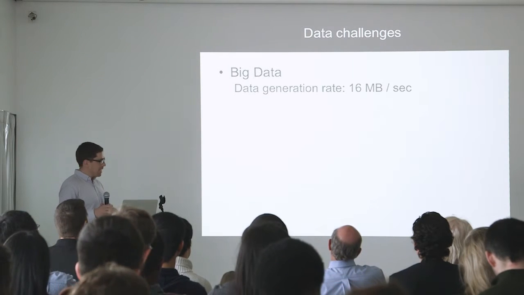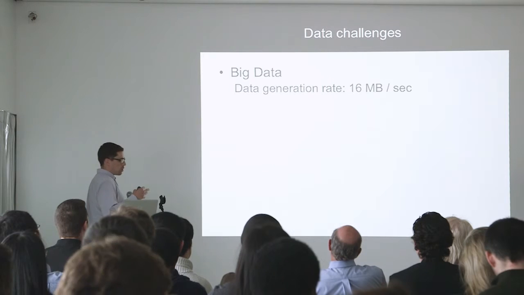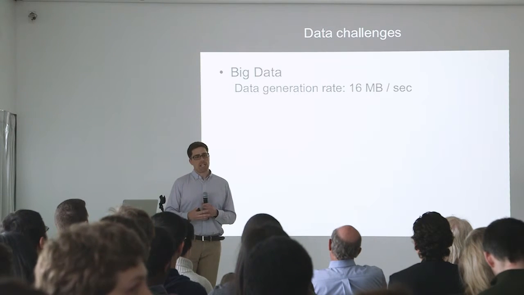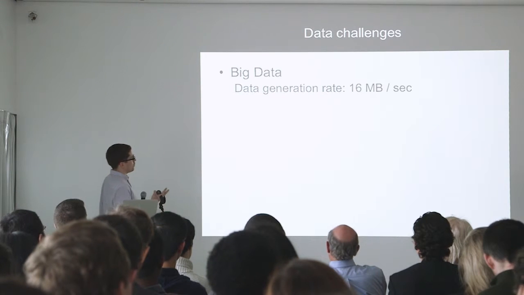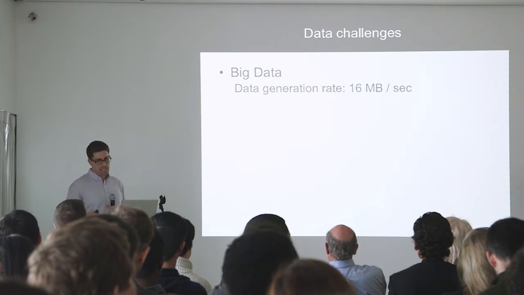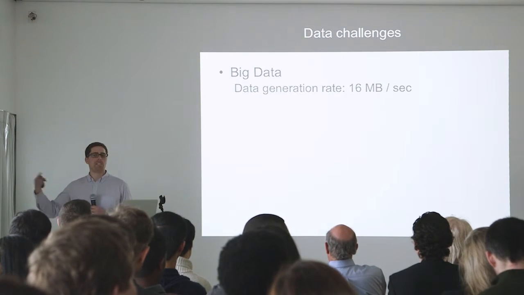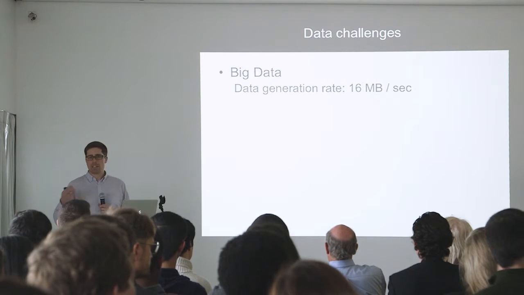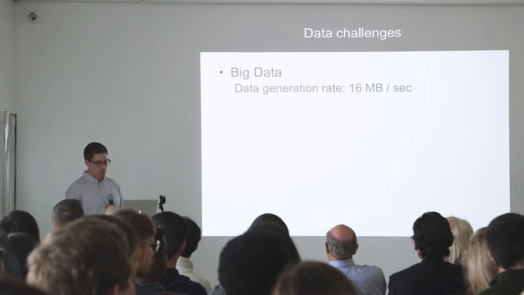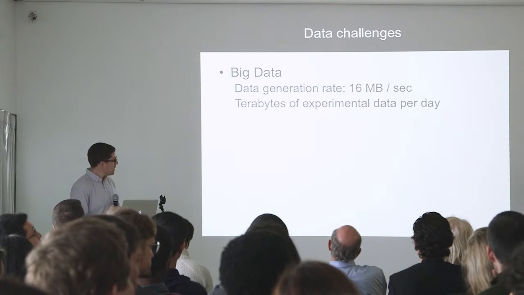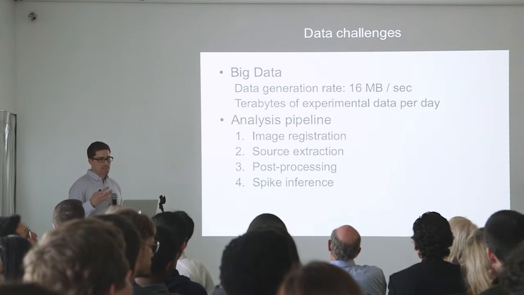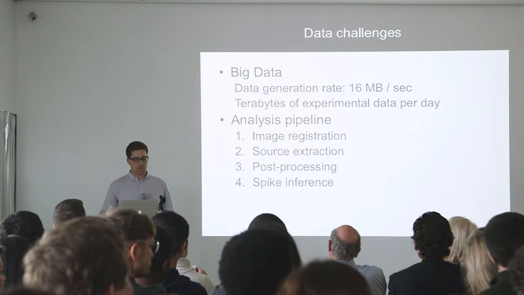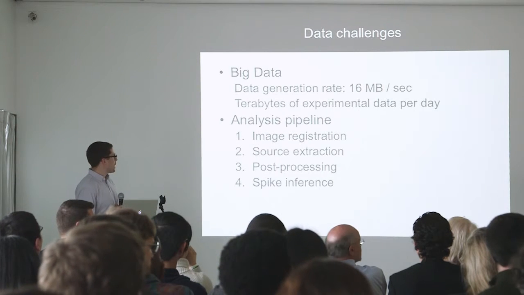So these big data challenges are really primarily one of imaging data. The data streaming off of the microscope is at a rate of basically 16 megabytes a second, and that's just what we're doing now. Next year, we're going to be trying to do it in 3D and volumes, and the data rate's going to increase even more. This easily will ramp up to terabytes of experimental data per day, and to get the kinds of things that I've shown you here, we have a big pipeline of things we need to do.